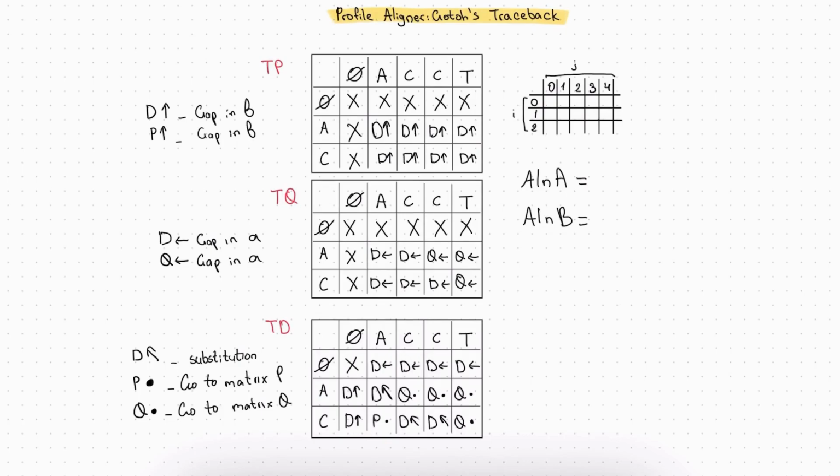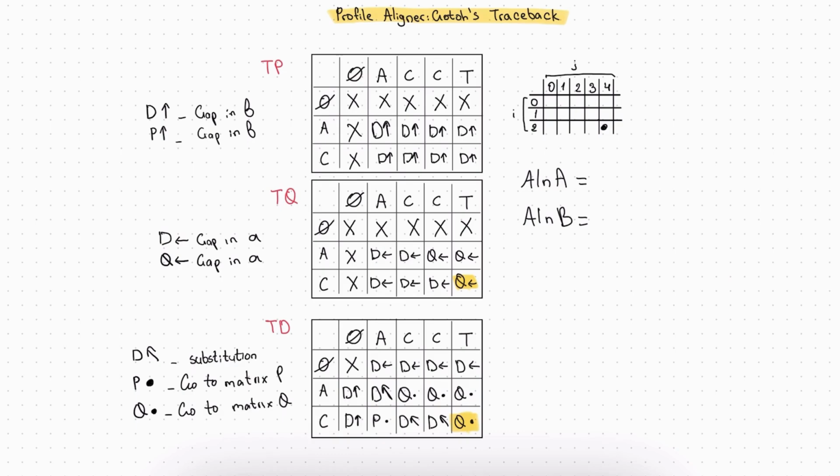The only thing left for us is to follow these traceback matrices and record each step. So I brought this tracker back from our previous video so that we can track the values of I and J, and we will start from I equals 2 and J equals 4 in matrix TD. This corresponds to the cell highlighted right here. The cell contains the information that we need to refer to the matrix TQ. The corresponding cell in matrix TQ is this one.